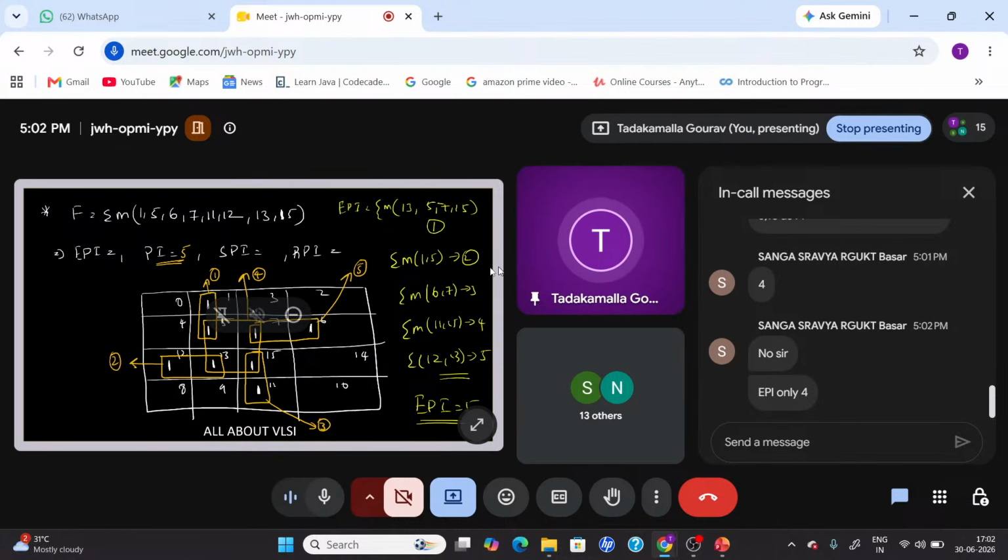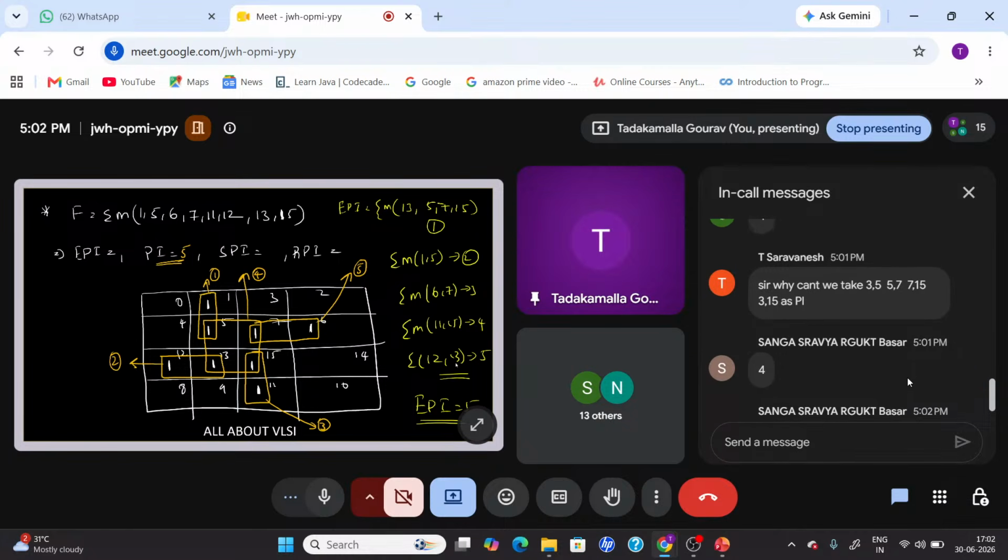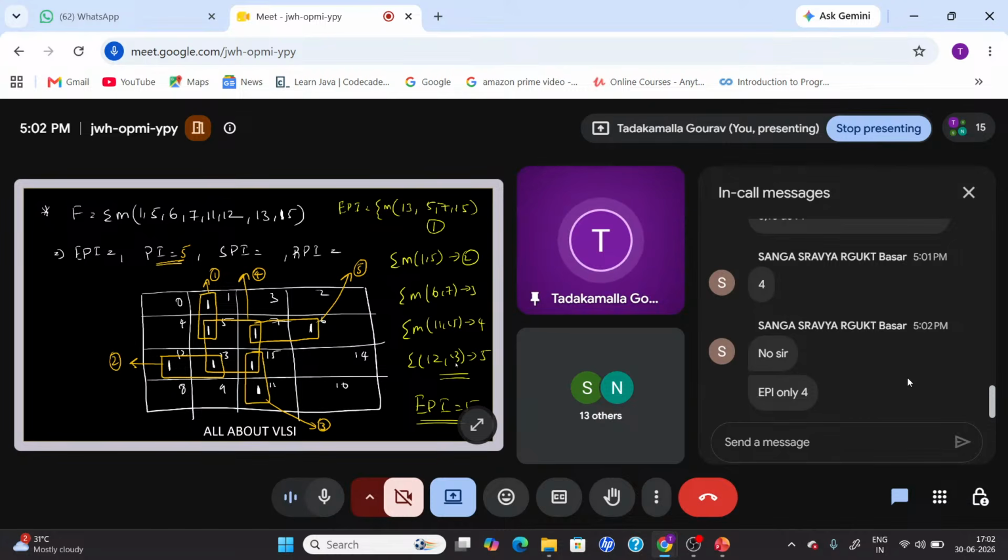How can we take 3, 5? 3, 5 is cross cells now. We cannot group them. 5, 7 we are not going to group because we have already formed a quad now. If we already have a quad, then what is the use of grouping inside that quad? So we are not going to consider 5 and 7.